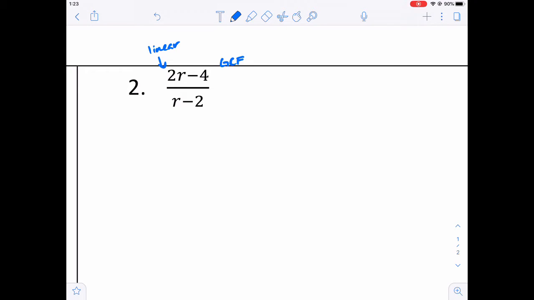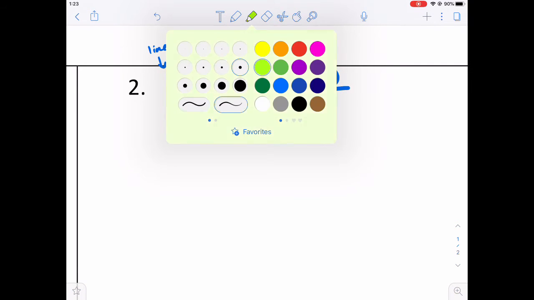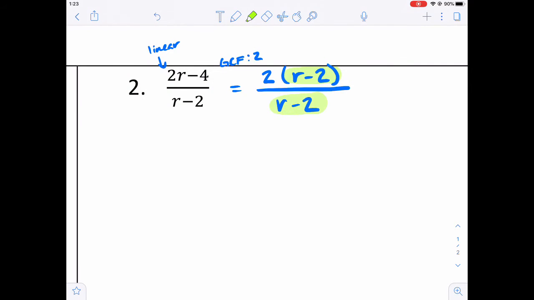So what do they have in common? They have 2 in common. So we're going to pull that to the outside. And what we're left with is r minus 2. On the bottom, r minus 2 can't be factored, but once we get here, we see now that we have an r minus 2 on the top and bottom, and so that whole expression cancels out.